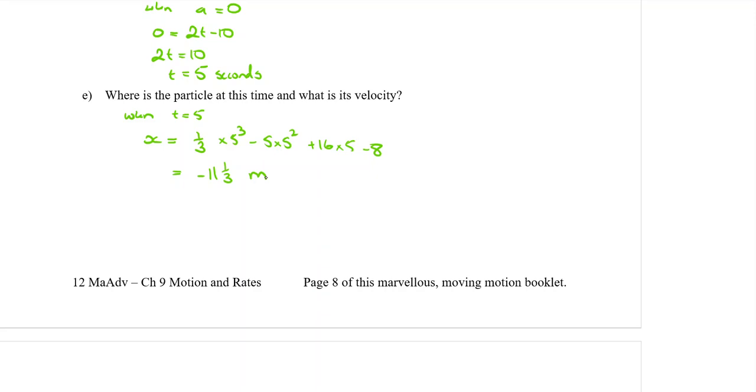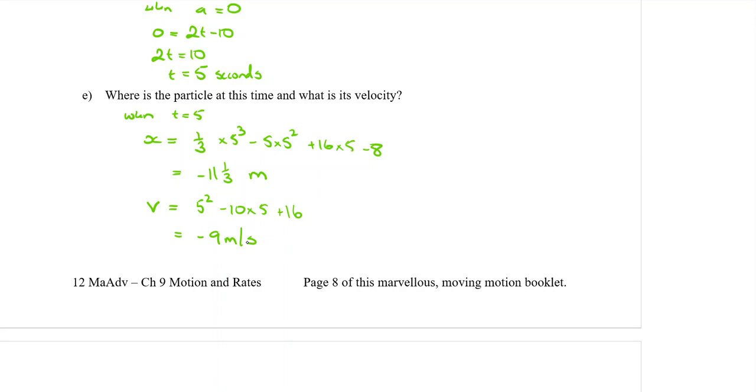And what is its velocity? So I want to know its velocity as well. So sub it into the v equation as well. So that was the t squared one. So it's 5 squared minus 10 times 5 plus 16. So I hope you find, as long as you know acceleration, velocity and displacement, the calculations that we're doing aren't overly complicated. Just be careful to make sure that you're not missing the details.